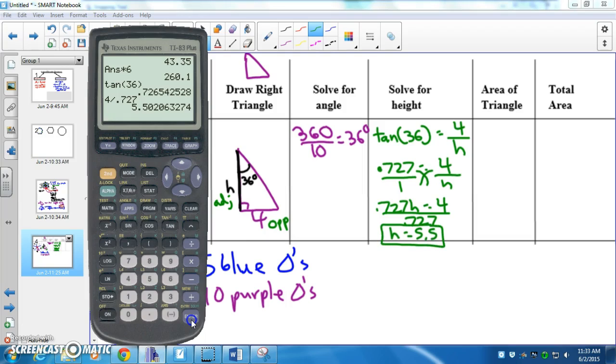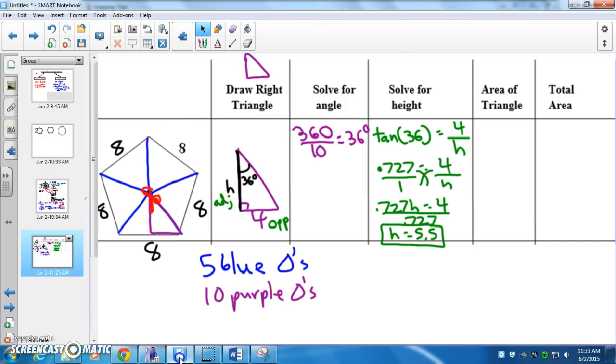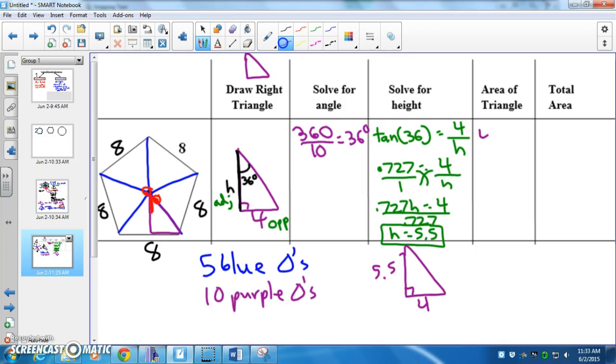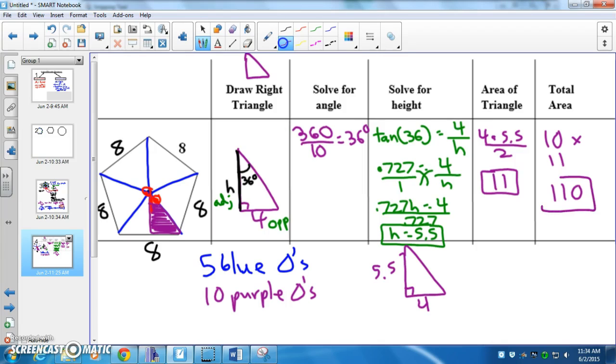Now, think about this purple triangle, and I'll just draw it again for you here. You have 5.5 and a 4. So area of the triangle would be base times height divided by 2. Okay, that gets you 11. That is the area of this purple triangle right there. And to get the area of the pentagon, you just need to realize that there's 10 of those purples. So I can do 10 times that 11, which gets me 110, and that's the area of the total pentagon.